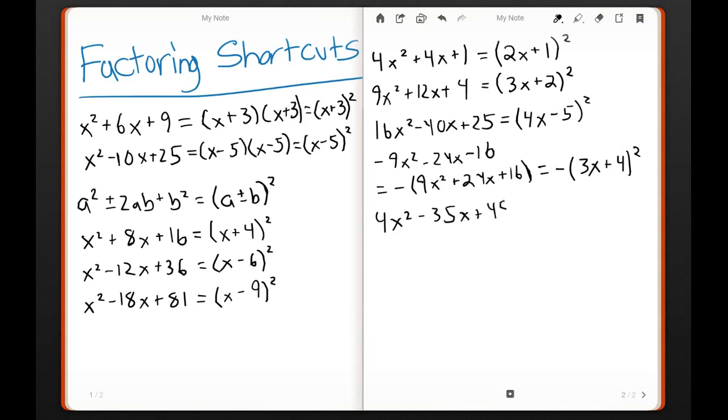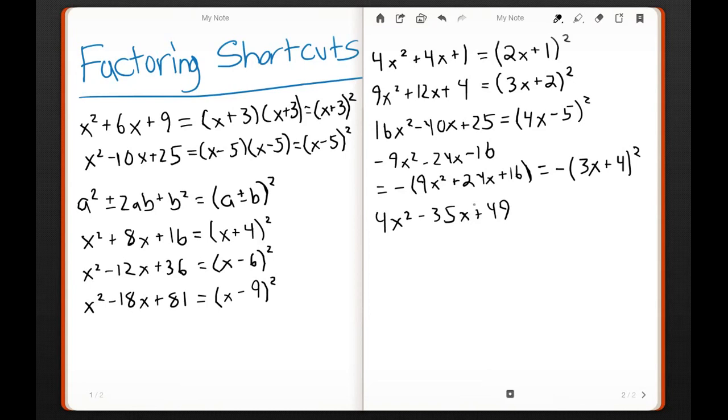We will check this one. Square root of 4 is 2. Square root of 49 is 7. And 2 times 7 times 2 is going to be not 35, that's for sure. 2 times 7 times 2 is 28. So this is actually not factorable using this shortcut.